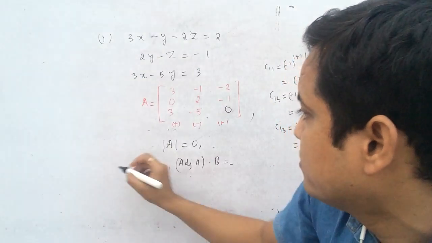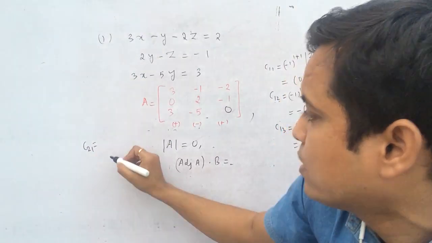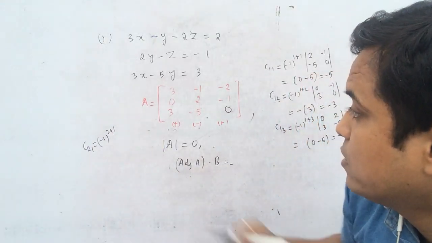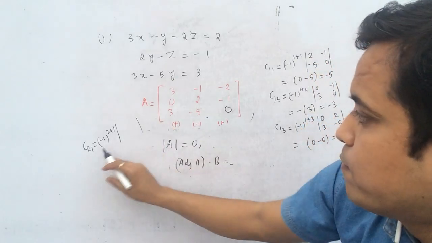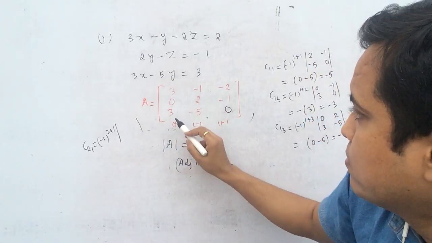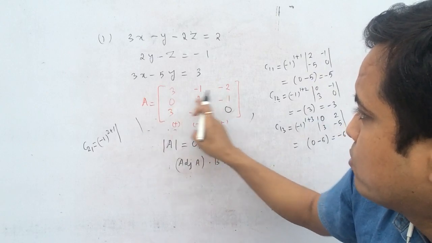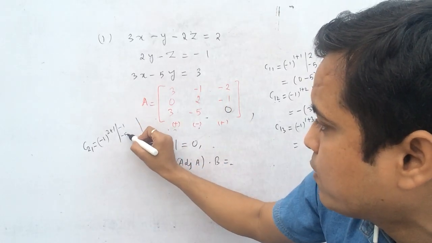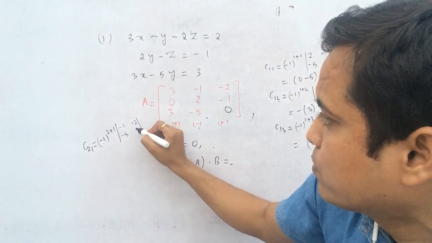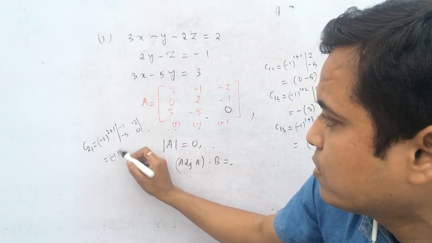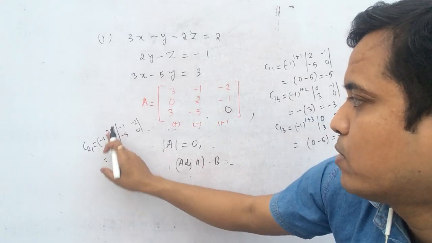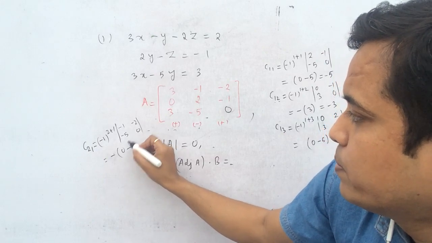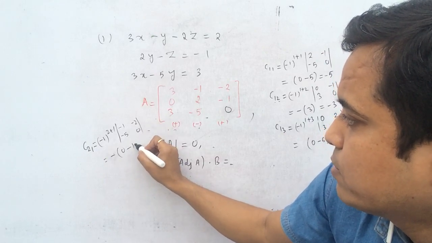All right, again you need to find the C21. What is C21? Minus 1 raised to power 2 plus 1, and you get the minor after removing second row and first column. So you get minus 1 minus 5 minus 2 0. In the same way, so you get here what? Minus 1 raised to power 3, the negative value. So 0 minus, here you would get minus 10.